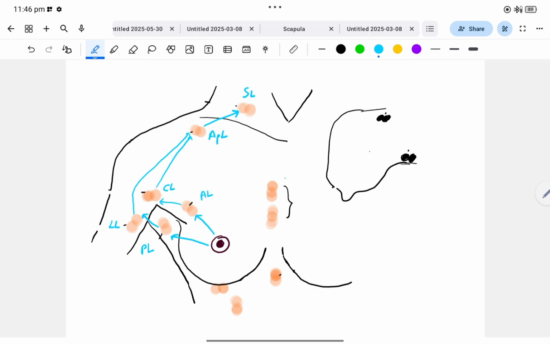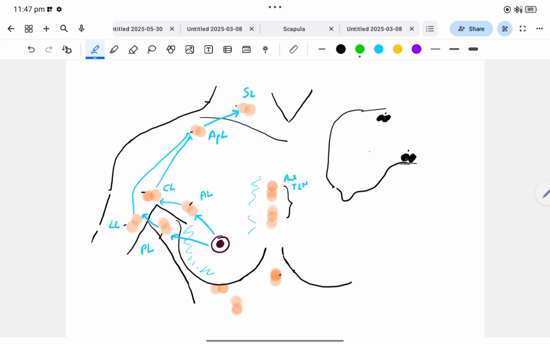Now the anterior thoracic nodes. These were the anterior thoracic lymph nodes. Now these drain the lymph not only from the inner half. That means they not only drain from this part but also from the outer half of the breast.